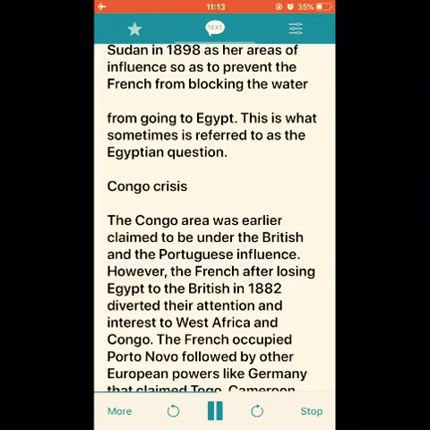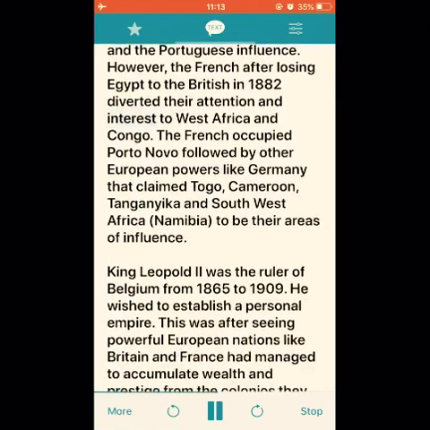However, the French, after losing Egypt to the British in 1882, diverted their attention and interest to West Africa and Congo. The French occupied Porto Novo, followed by other European powers like Germany that claimed Togo, Cameroon, Tanganyika and Southwest Africa, Namibia, to be their areas of influence.